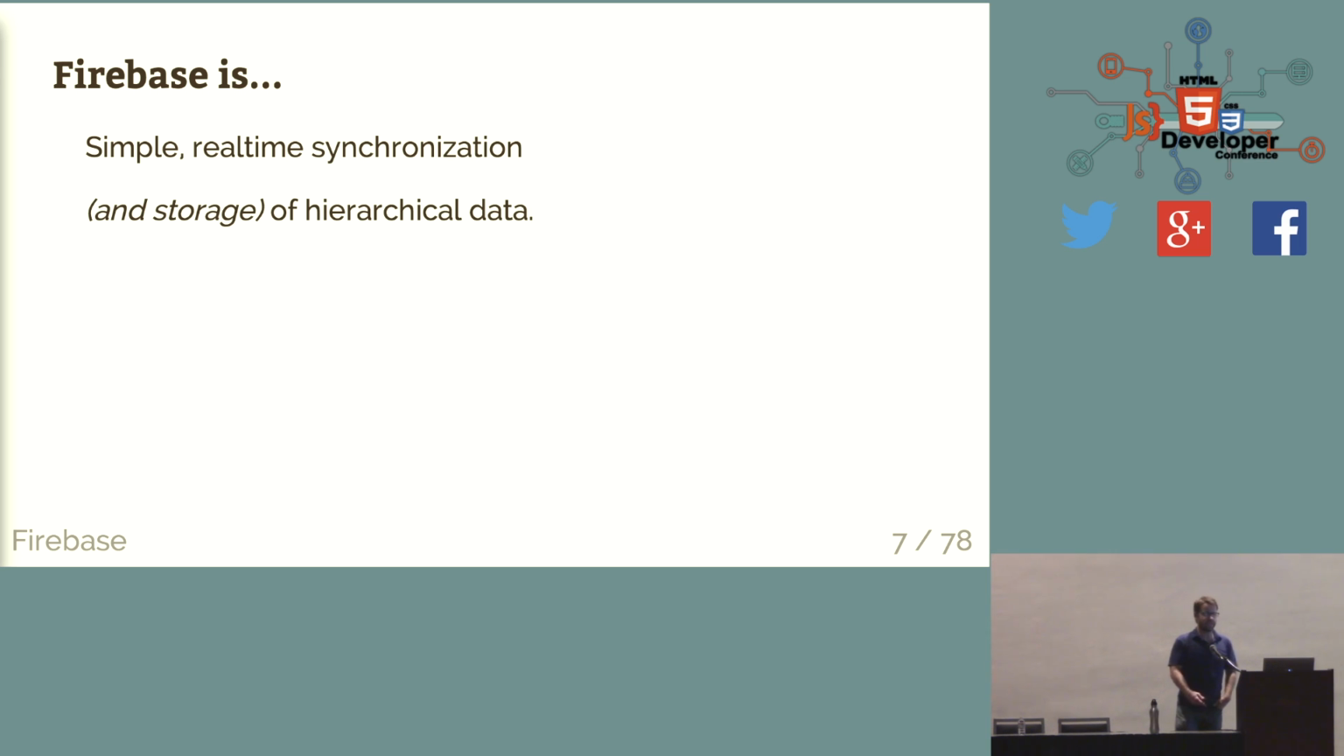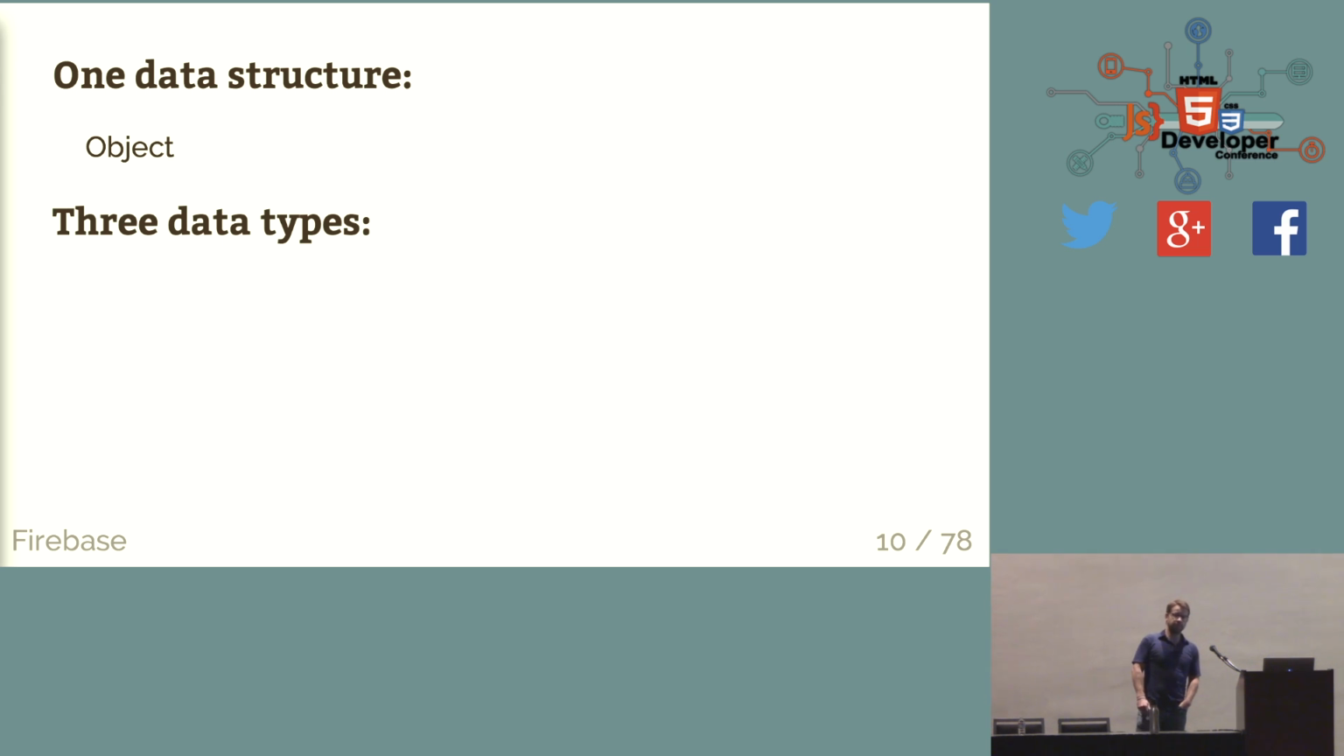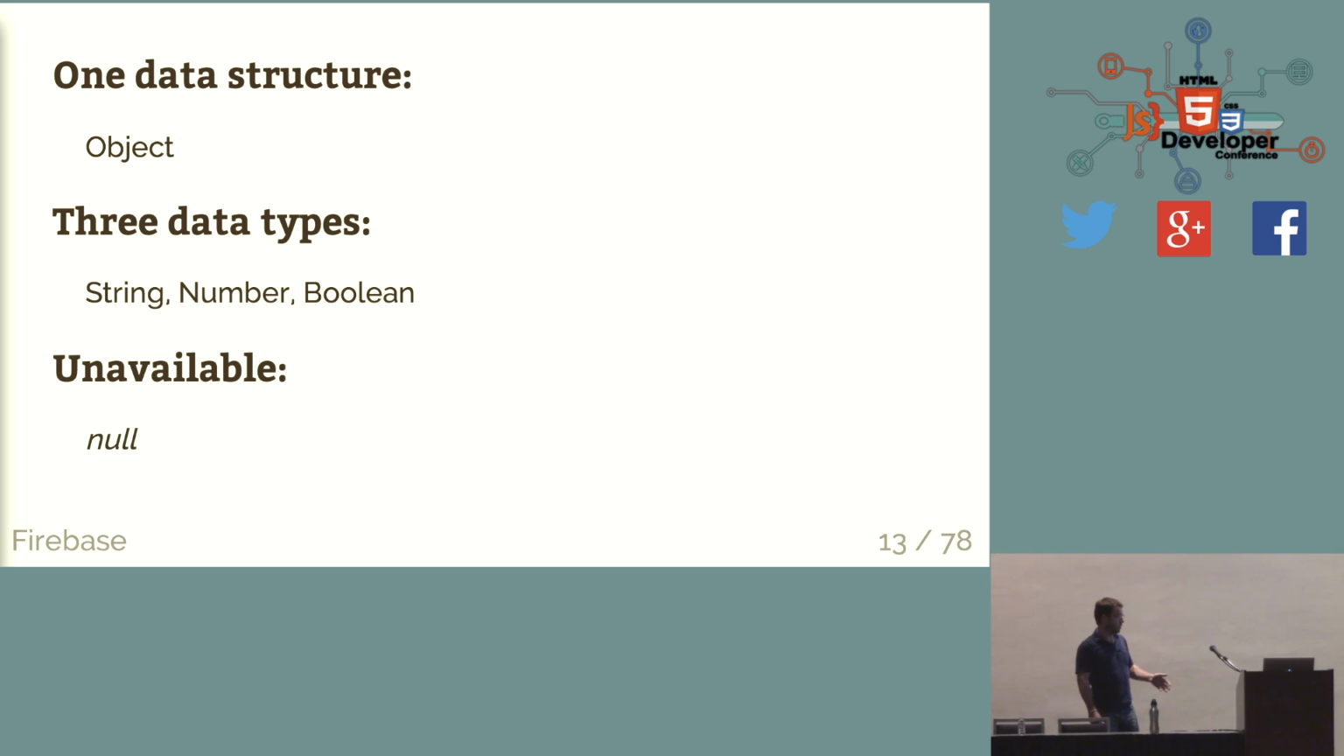Things like querying and indexes. And really, when you have real-time synchronization, storage is just a special case: you have a node that is online all the time, syncing everything for you. When I say it's simple, that's not just hyperbole, it really is quite basic. There is only one data structure, and that is an object. There are only 3 primitive data types: string, number, and Boolean.